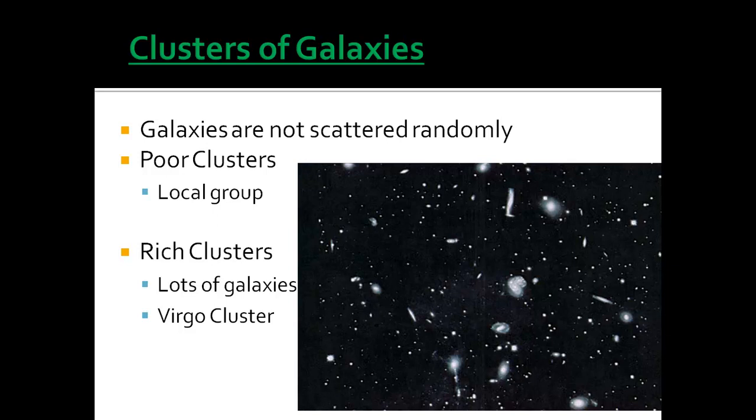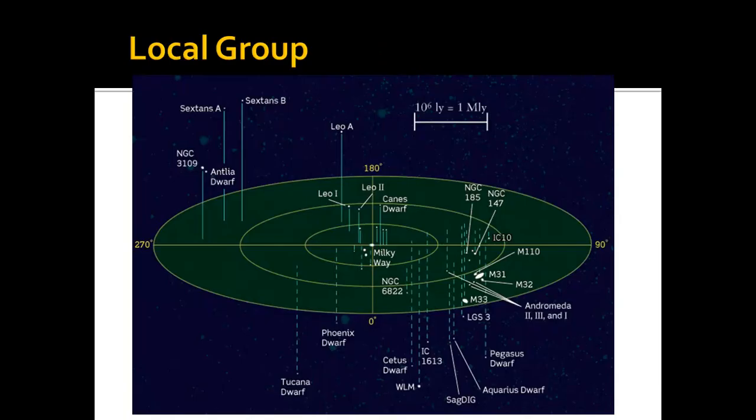Now, richer clusters are more compact, highly dense galaxy clusters. There's lots of galaxies in them. And the Virgo cluster, which is near us, is a rich cluster of galaxies. So let's take a look. Here's our local group of galaxies. You can see the Andromeda Galaxy is a big one, M31, in there, and then our Milky Way kind of being at the center there.